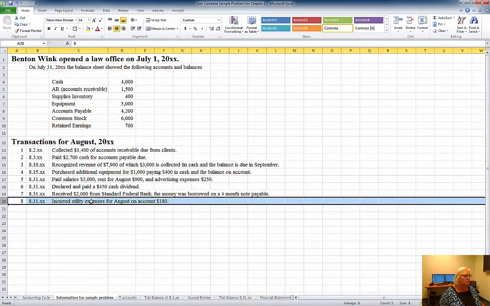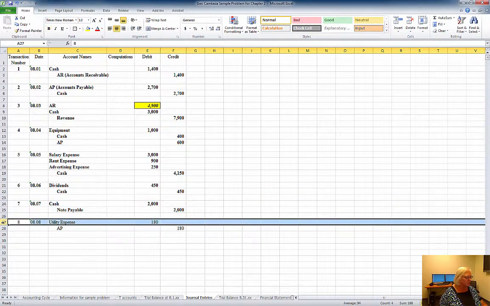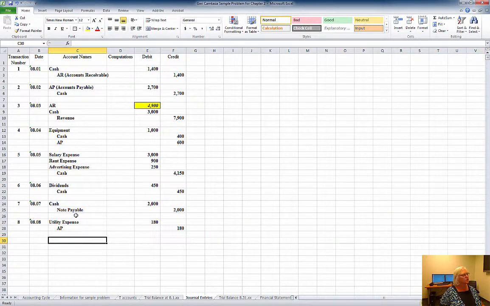We want to record our expense in August because accrual basis accounting tells us that when we incur an expense, we record it in the period it was incurred or used. So we're going to debit utility expense, credit accounts payable, and we'll bold those. All right, so those are our journal entries for our 8 transactions.